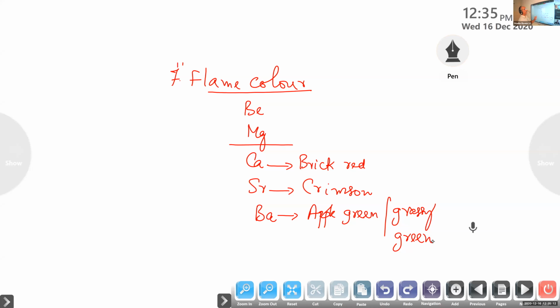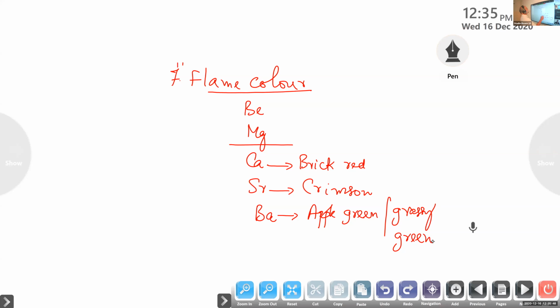Say next year, you will be given calcium salts, strontium salts, barium salts, and you have to identify the metallic ion present in the given salt. One of the confirmation tests is the flame color. From the flame color, we can say whether it is calcium, strontium, or barium. It's a very positive test to identify and confirm the metals.